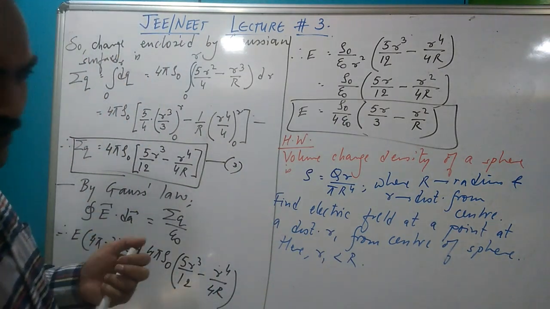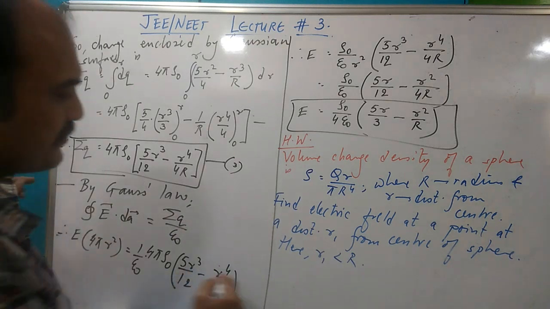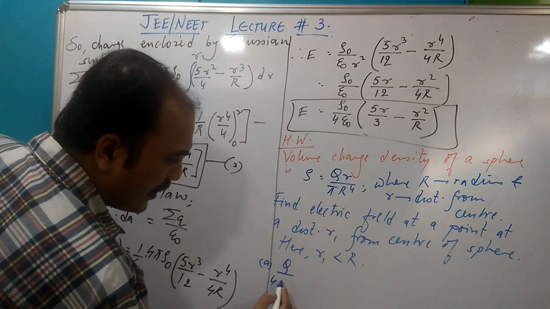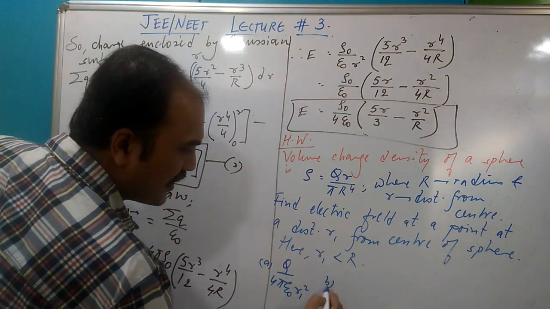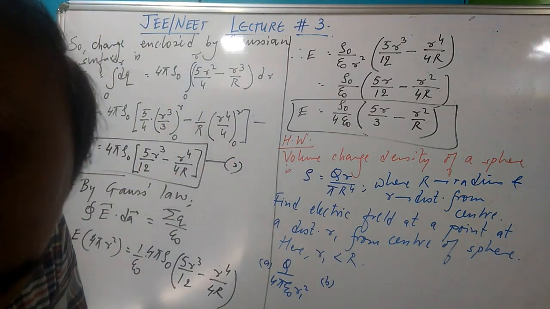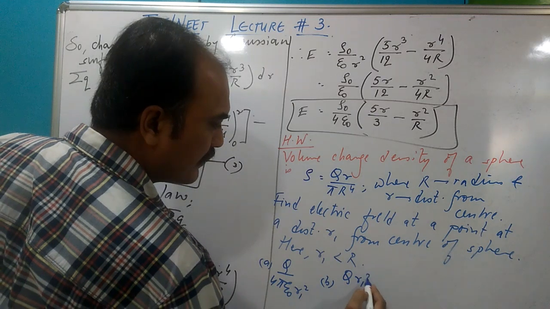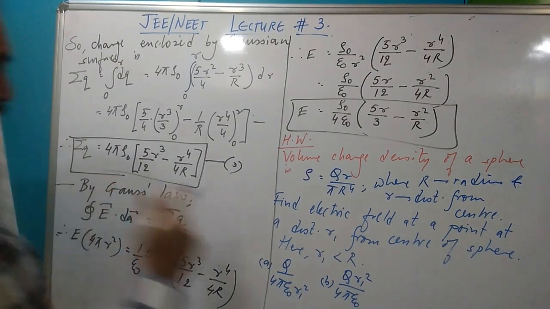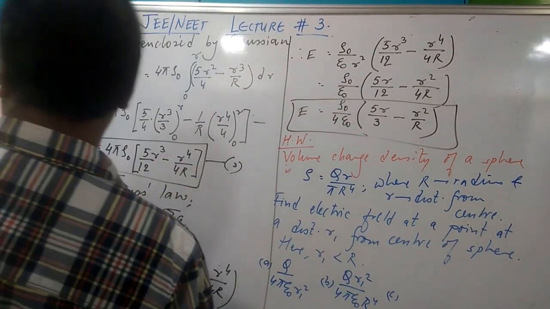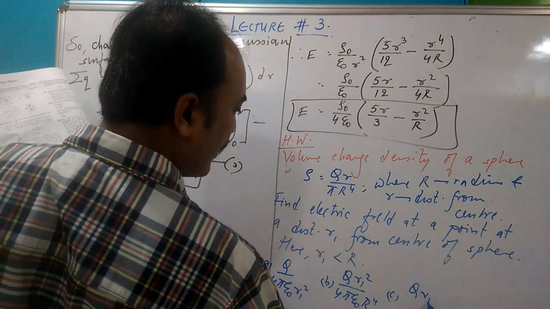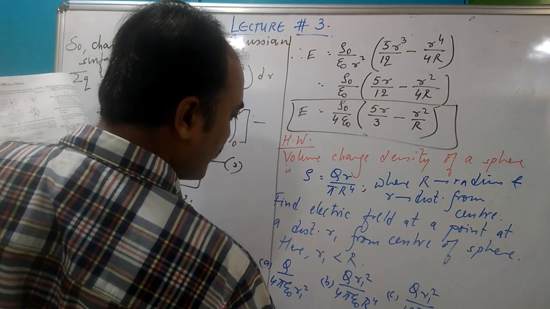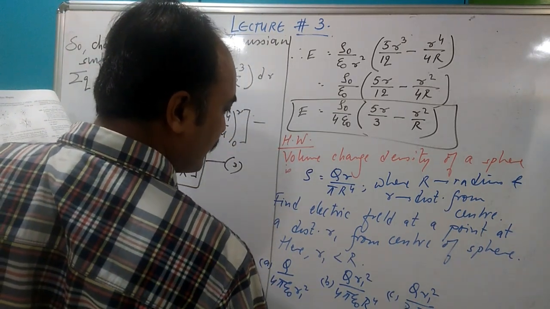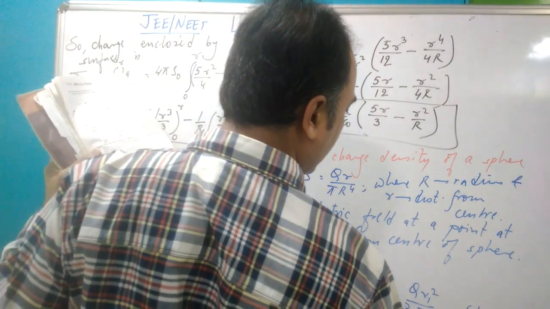And you want me to give you the answer? Let me give you 4 options. A is Q by 4 pi epsilon 0 r1 square. B is Q r1 square by 4 pi epsilon 0 R raised to 4. C is Q r1 square by 12 pi epsilon 0 R raised to 4, or rather you can take it as 3. And D is 0.